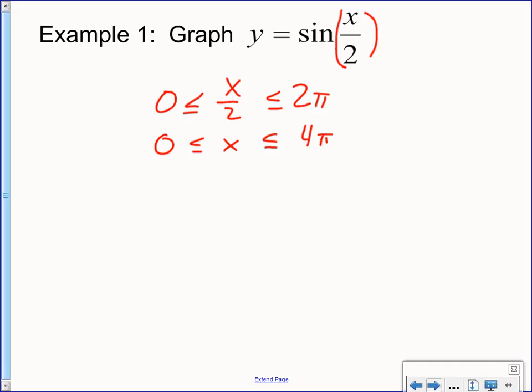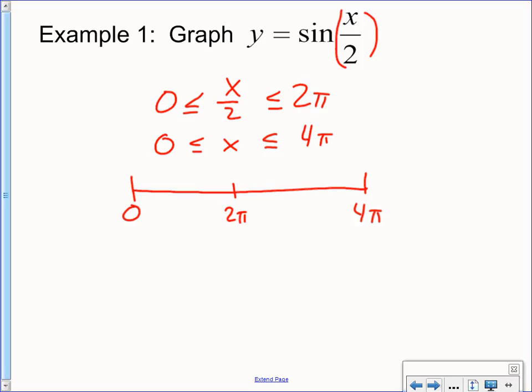All right, here's how I like to do it. We need to find the big 5 points. We know we're going from 0 to 4 pi. Split the 0 here and the 4 pi. And what's in the middle? Well, 0 plus 4 is 4 divided by 2 is 2. So in the middle you have 2 pi.